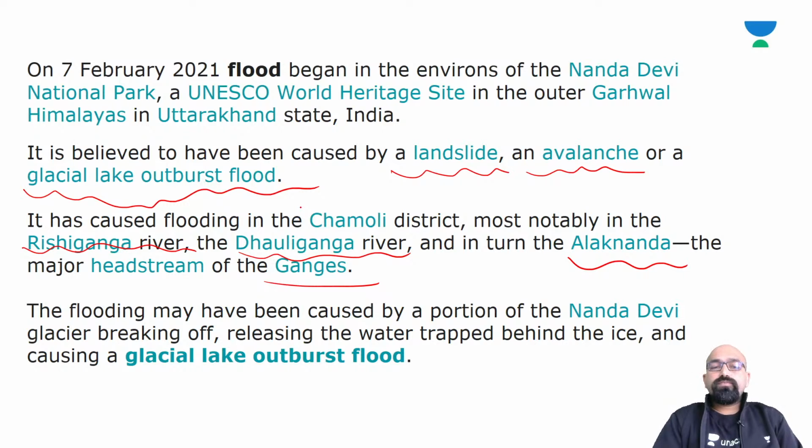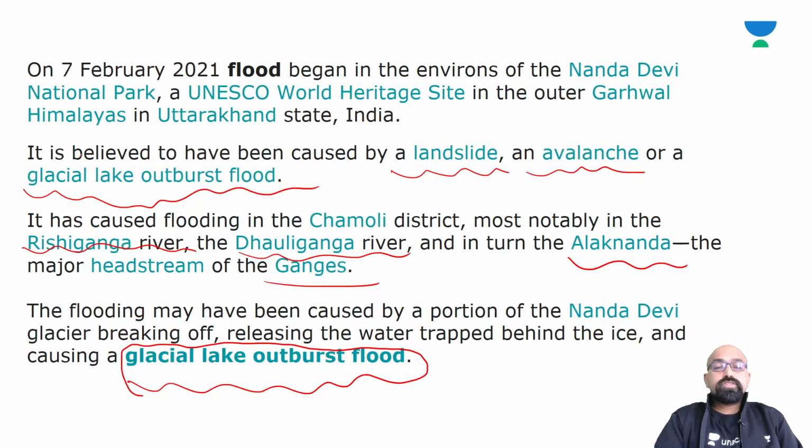Yes. So the flooding may have been caused by a portion of the Nanda Devi glacier breaking off and releasing water trapped behind the ice, causing a glacial lake outburst flood. Yeah, today we'll see what is meant by glacial lake outburst flood. Right.